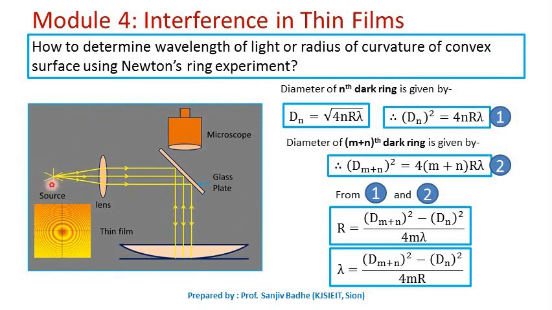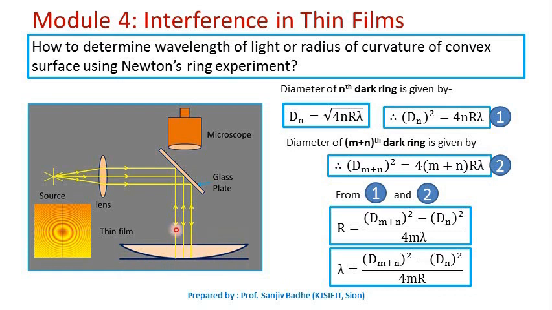A source of monochromatic light is kept at the focal point of the lens. So the light rays travel parallel to each other after getting refracted through the lens. These parallel rays of light are made to fall normally on a thin film enclosed between the spherical surface and the plane surface.